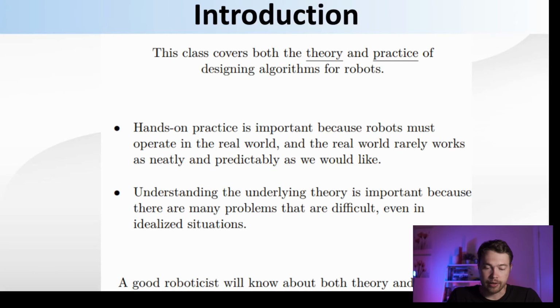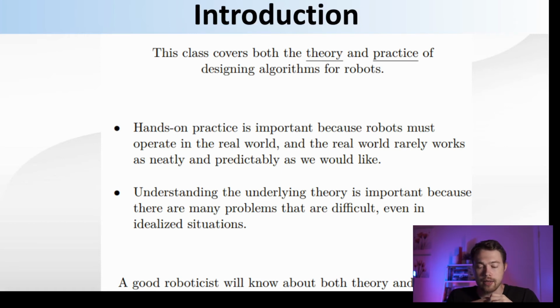This class covers both theory and practice of designing algorithms for robots. Hands-on practice is important because robots must operate in the real world. The difference between this class and, let's say, Computer Science 190 is that in 190 we just code, we don't see anything physical in the world. Here you can actually see the result of your code, the result of your work. It's more tangible, more visible. You code something, you deploy it to the robot, and the robot moves around, right? If it doesn't move the right way, then you need to correct your code. So that's why this class is hands-on.